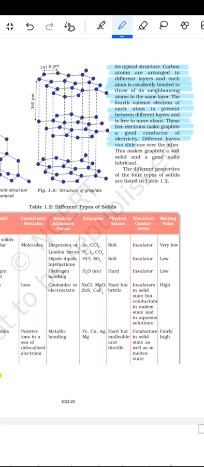Different layers can slide over one another. This makes the graphite soft, and a good solid lubricant. The different properties of the four types of solids are listed in table 1.2 में दिए हुए.